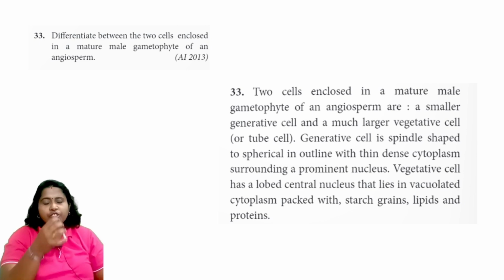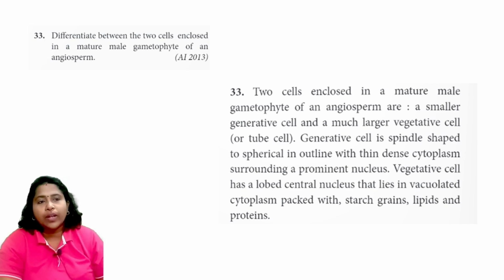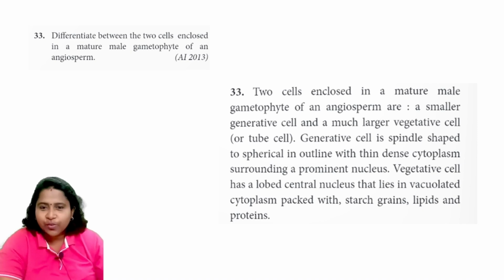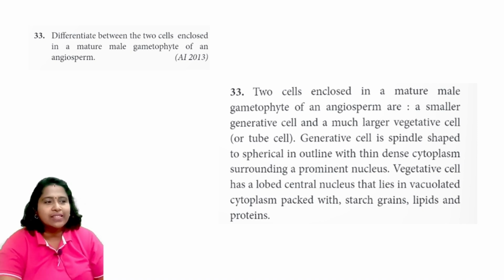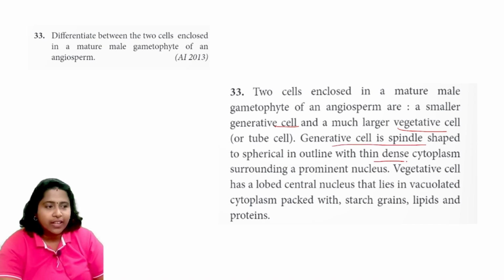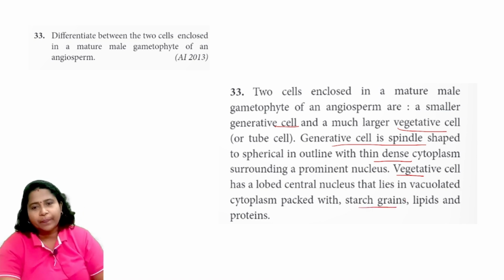Now, differentiate between the two cells enclosed in a mature male gamete of gymnosperm and angiosperm. This is what I just now explained. What two cells are there? That is, smaller one, it is the generative cell, and the larger one, it is called the vegetative cell. Generative cell is spindle shaped in structure, and it has very thin dense cytoplasm. Vegetative cell has a lot of cytoplasm, and also some food granules, lipids, everything.